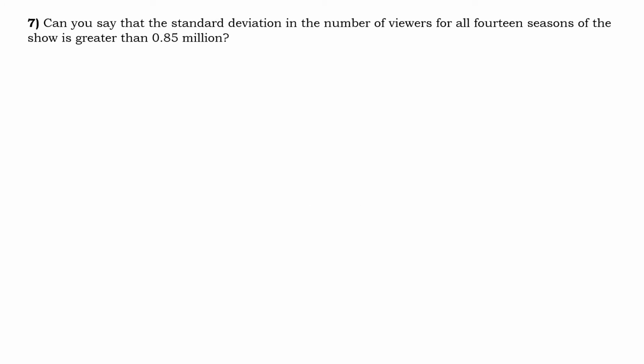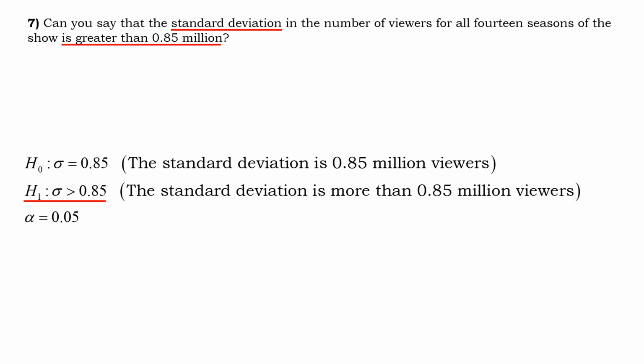Moving on to our last Big Bang Theory example, we're going to test the standard deviation. And so we were asked to see if the standard deviation for all 14 seasons, so that's for the population, is greater than 0.85 million. So I want to know if sigma, the standard deviation of the population, is greater than or more than 0.85 million. Again, units are in millions, so 0.85 is enough here.